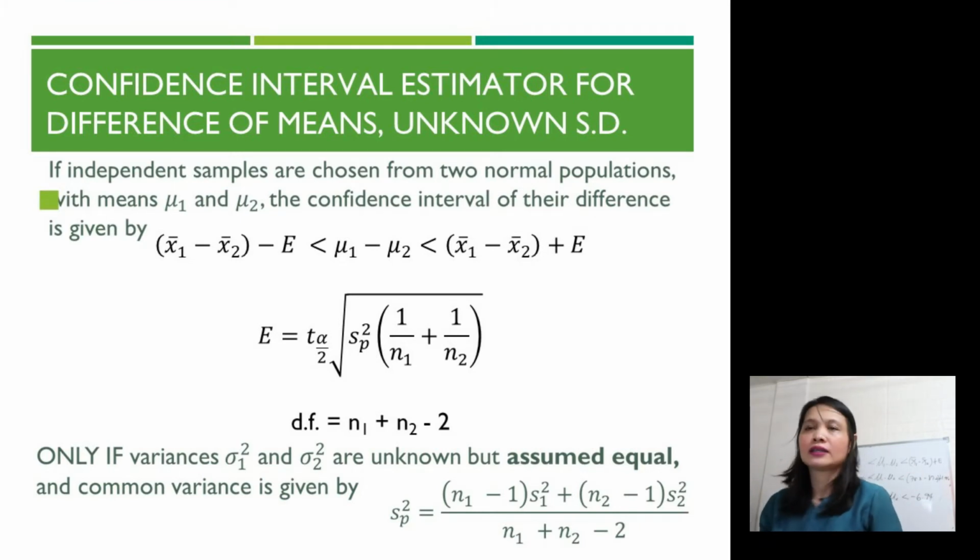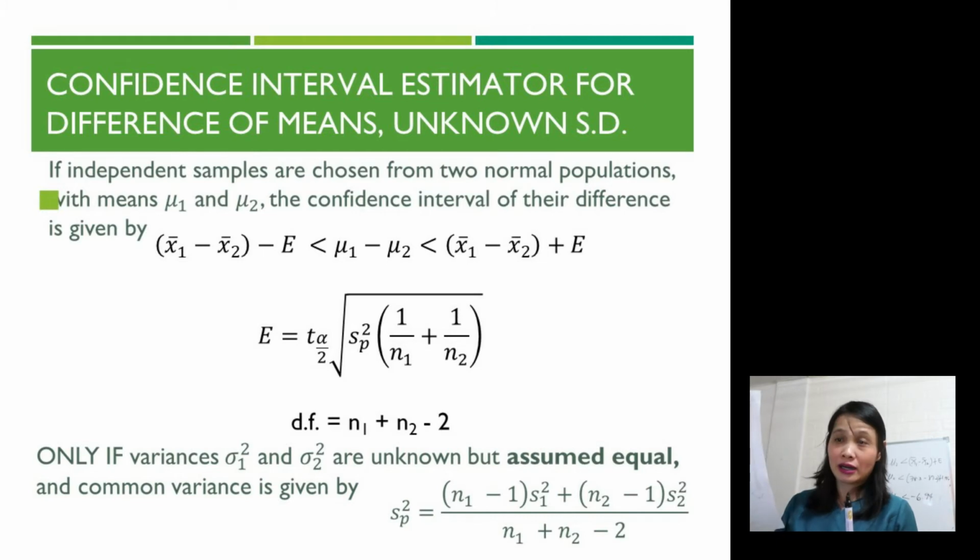Only if variances sigma squared 1 and sigma squared 2 are unknown but assumed equal, and the common variance is given by S squared P equal to N sub 1 minus 1 multiplied by the first sample variance plus N sub 2 minus 1 multiplied by the second sample variance, over N sub 1 plus N sub 2 minus 2. So take note of these formulas. You don't need to memorize because it's already there in the PDF of formulas I gave. Everything is there. Just analyze what particular condition you will be using.